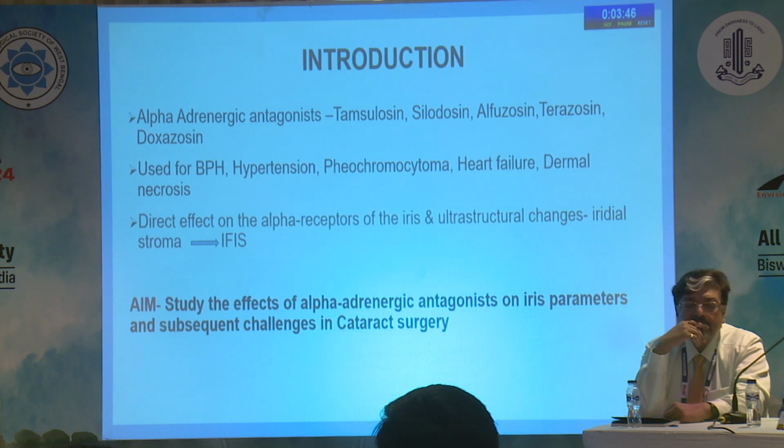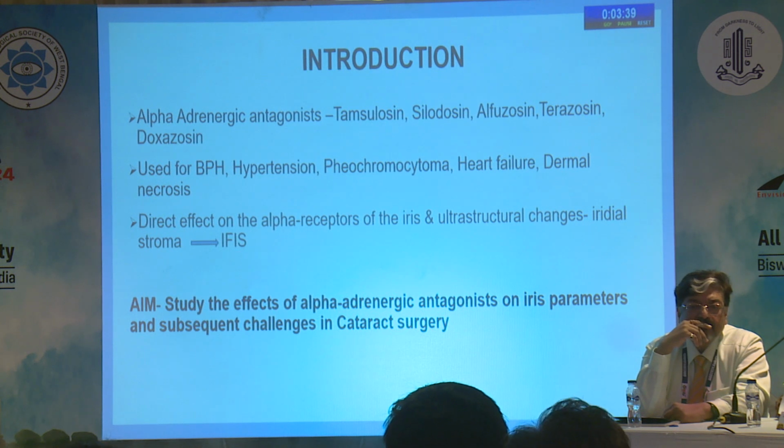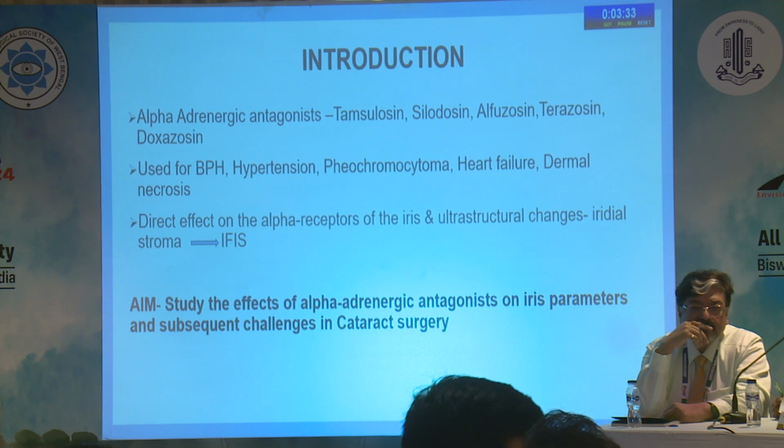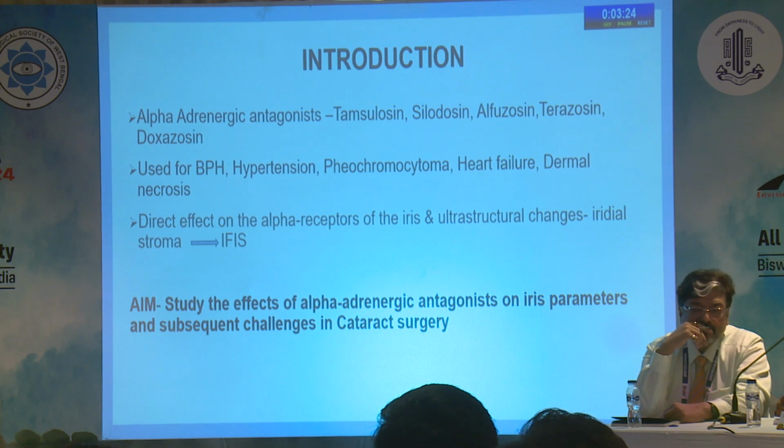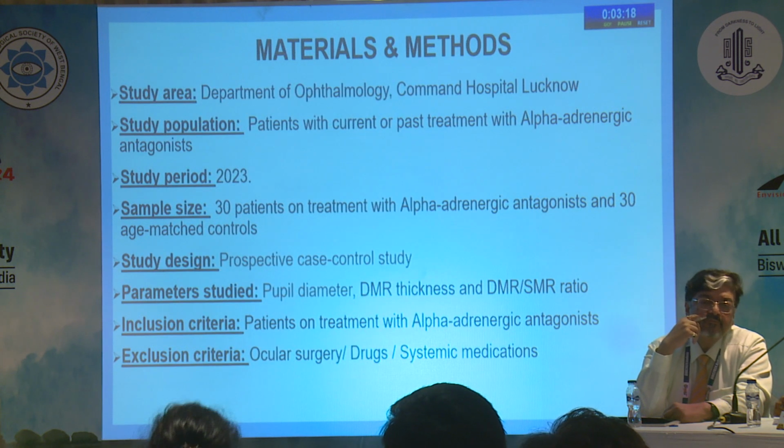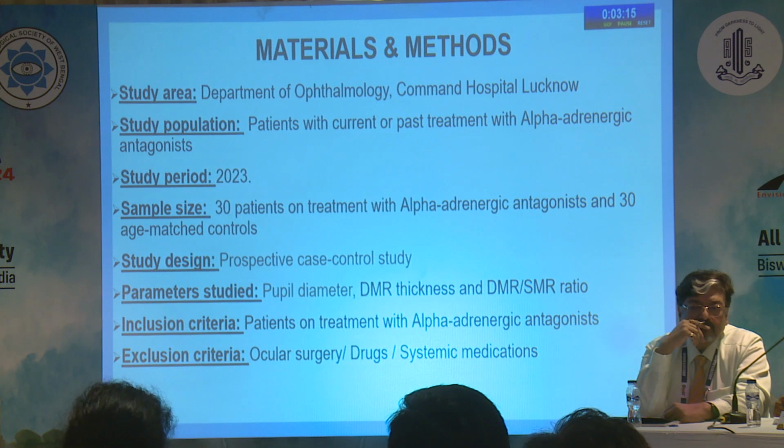Just the introduction: alpha-adrenergic antagonists like tamsulosin, alfuzosin, terazosin have been used for a variety of medical conditions which include BPH, hypertension, dermal necrosis. They have a direct effect on the alpha receptors of the iris. There are ultrastructural changes in the iridal stroma, and it leads to IFIS. So the main aim of the study was: what are the effects of the alpha-adrenergic antagonists on the iris parameters and the subsequent challenges.